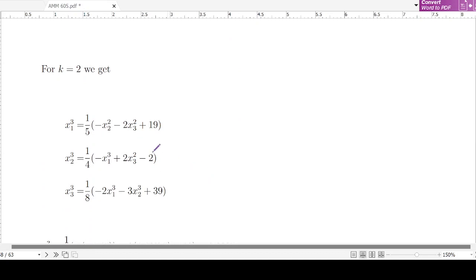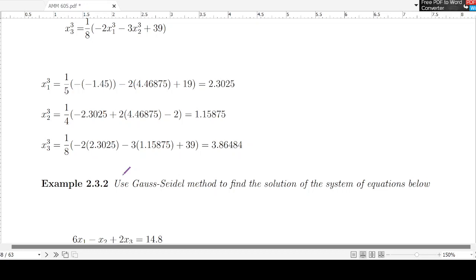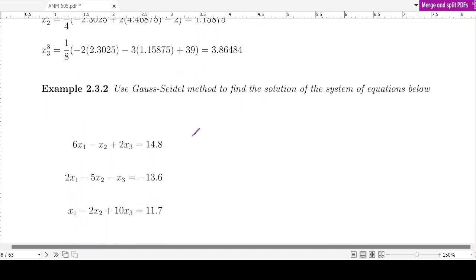We go to k is 2. And for k is 2, we say that we have x1 3 is 1 over 5 minus x2 2 minus 2x3 2 plus 19. But now the value we obtained here, we use it in the second equation. And the value we use in the second equation, we now use it also in that equation together with the value that we get from the first equation. So that in the second iteration, we have the solution being this. So we can repeat this procedure many times and still get a very good approximation to the solution.